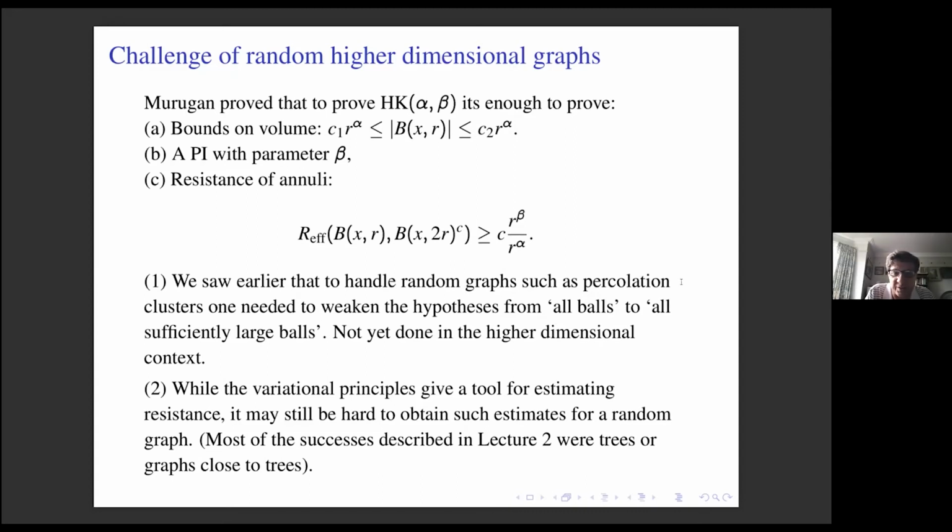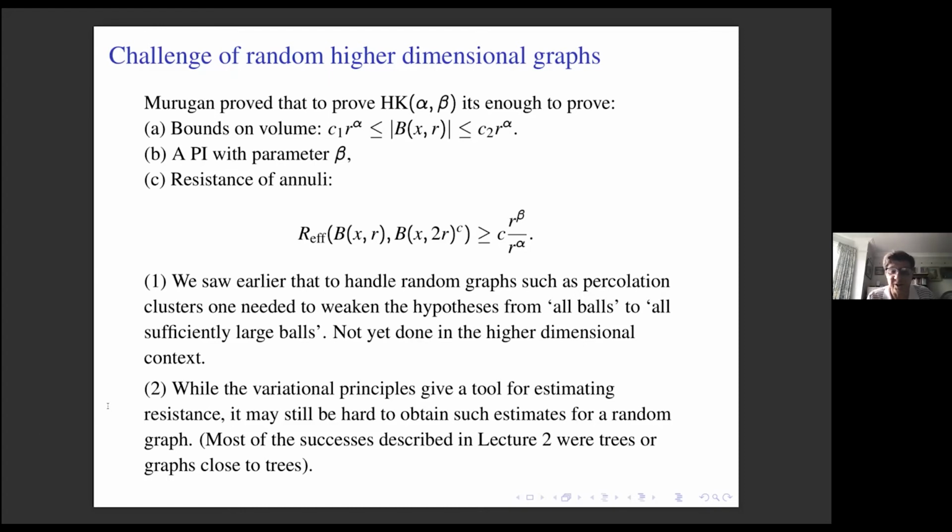We saw earlier in this lecture that to handle random graphs such as percolation, one needed to weaken the hypotheses from all balls to all sufficiently large balls. And this has not yet been done in the higher dimensional context. So Murugan's result holds if one has these estimates for all balls. A natural challenge is to ask, what do we do if we only have these estimates for sufficiently big balls, with an appropriate definition of sufficiently big?